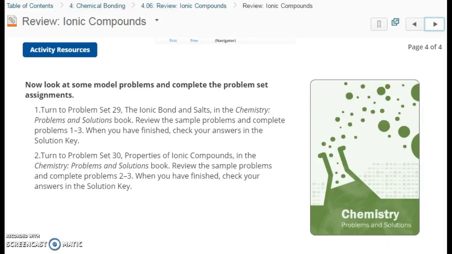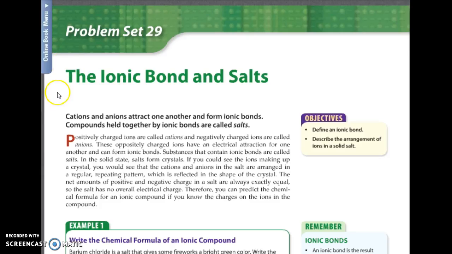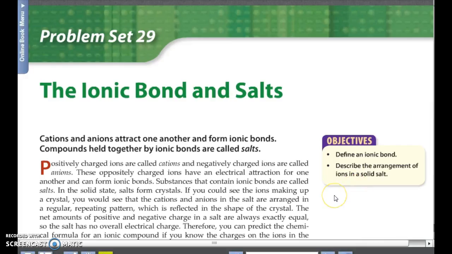All right, let's go ahead and do our problems in the problem book. So we have problem set 19, the ionic bond and salts. Objectives: define an ionic bond, describe the arrangement of ions in a solid salt. Cations and anions attract one another and form ionic bonds. Compounds held together by ionic bonds are called salts, or ionic compounds. Positively charged ions are called cations, and negatively charged ions are called anions. These oppositely charged ions have an electrical attraction for one another and can form ionic bonds.